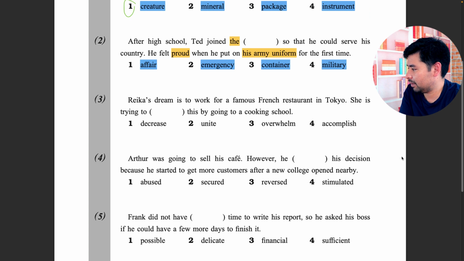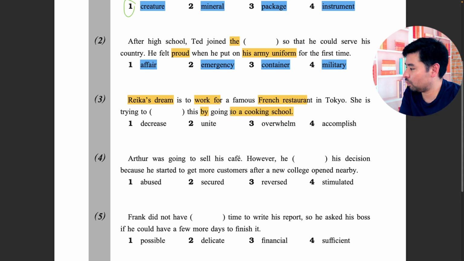Number three, we have this name here. I don't know, it's probably Japanese? Maybe the way to read it is Reika. So the dream of Reika is to work for a famous French restaurant in Tokyo. So she's trying to something this by going to a cooking school. So remember, she has a dream. What is her dream? Work for a French restaurant in Tokyo. And she's trying to, maybe, get that goal, right? She's trying to do that by going to a cooking school.